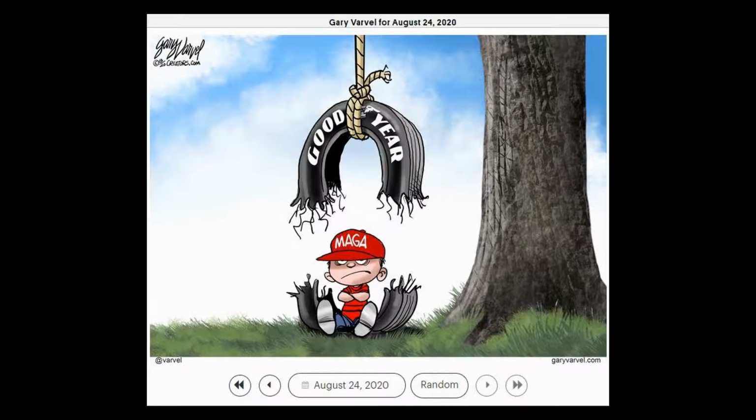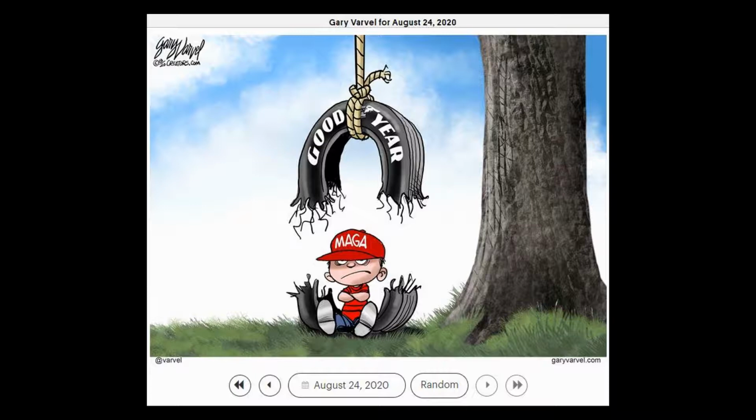So again, you always start, just look at the picture. What do you see? Okay, we've got a little kid sitting there with his arms crossed. He's on a tire swing. The tire is broken. He's got a red hat on with MAGA on it. And it's a Goodyear tire.